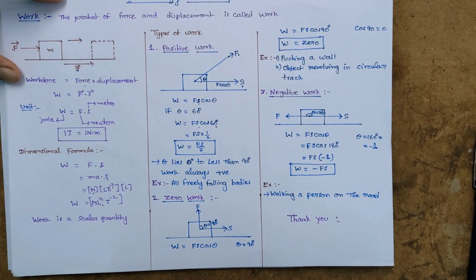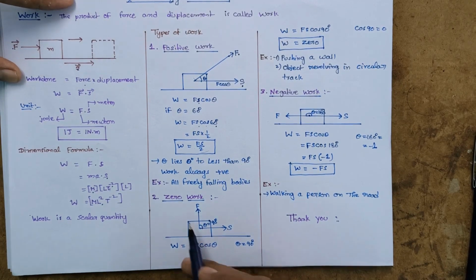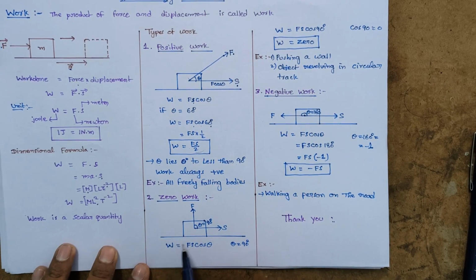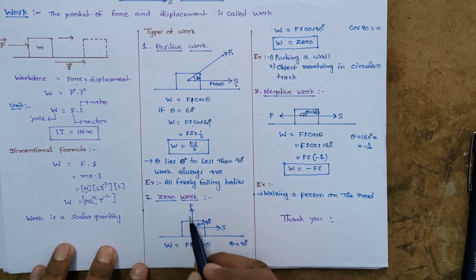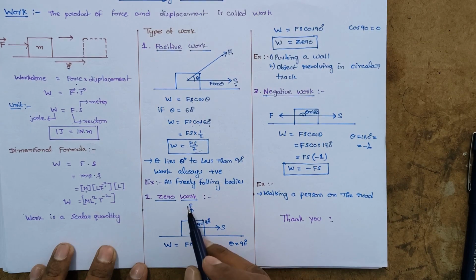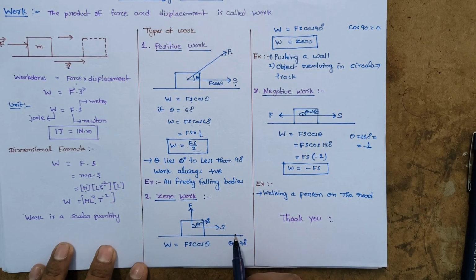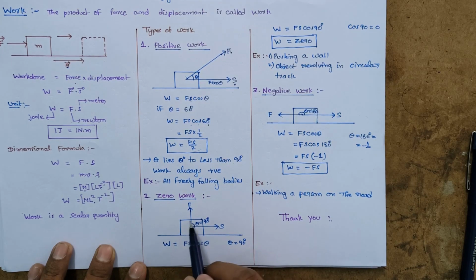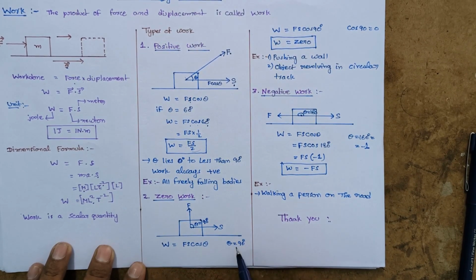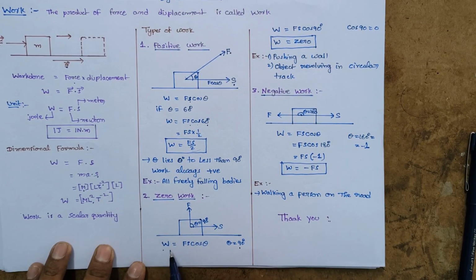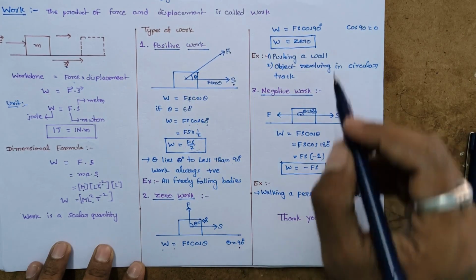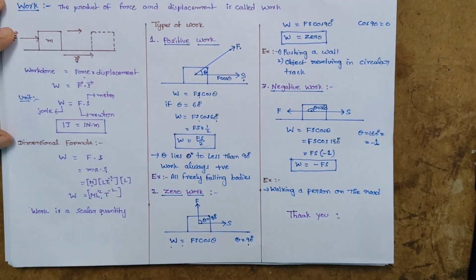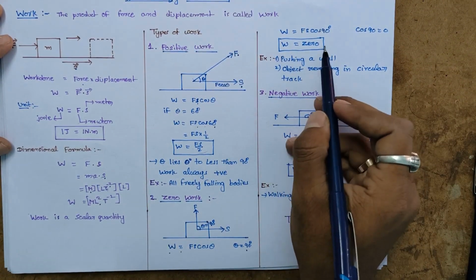Now coming to the second type, that is zero work done. I already drew the diagram here. This is the object located on a horizontal surface. In the second case, my applied force is acting in the upward direction, and due to this force, the object covers displacement along the horizontal direction. Force is perpendicularly upward and displacement is along horizontal. What is the angle here? Exactly 90 degrees. We know the work done formula W is equal to Fs cos theta. With theta 90 degrees, W is equal to Fs cos 90. The value of cos 90 is 0, so work done is 0.